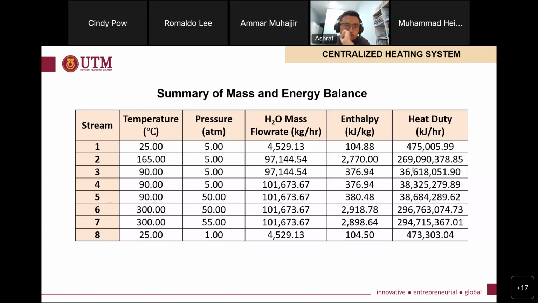Can you repeat the question? My question is, in your cost analysis for this centralized heating system, is the annual fuel required based on this heat requirement of 258 million kilojoule per hour or not? Yes, we consider that one.